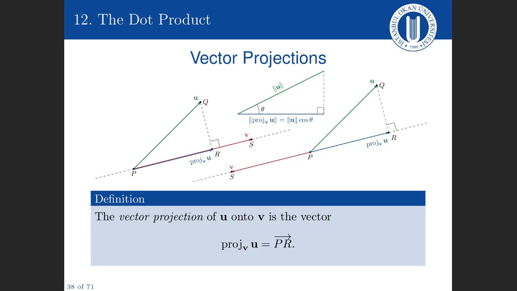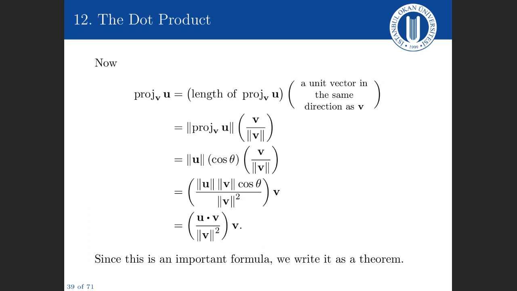In these pictures, and I've been talking about the left picture, but the right picture is also true if, for example, the angle between u and v is more than 90 degrees. In these pictures, the projection of u onto v is the vector from P to R. Now, the projection of u onto v points in the same direction as v. In other words, it points in the same direction as a unit vector in the direction of v.